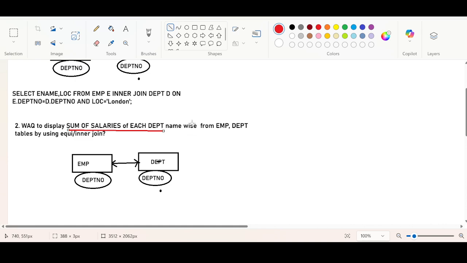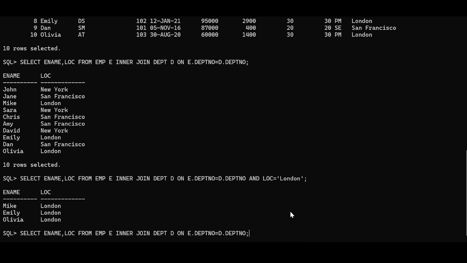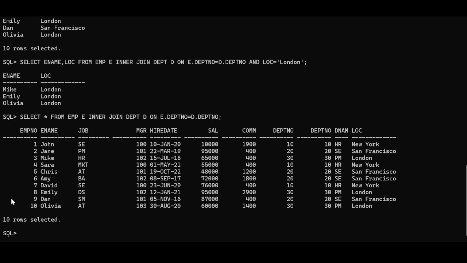Sum of salaries of each department. We're supposed to find the sum of salaries of each department. Always remember, first of all, to join two tables by using the common columns. We know what the common columns are. Firstly, let us try to do this. Okay, let me do this. This query is going to give us the two tables joined.